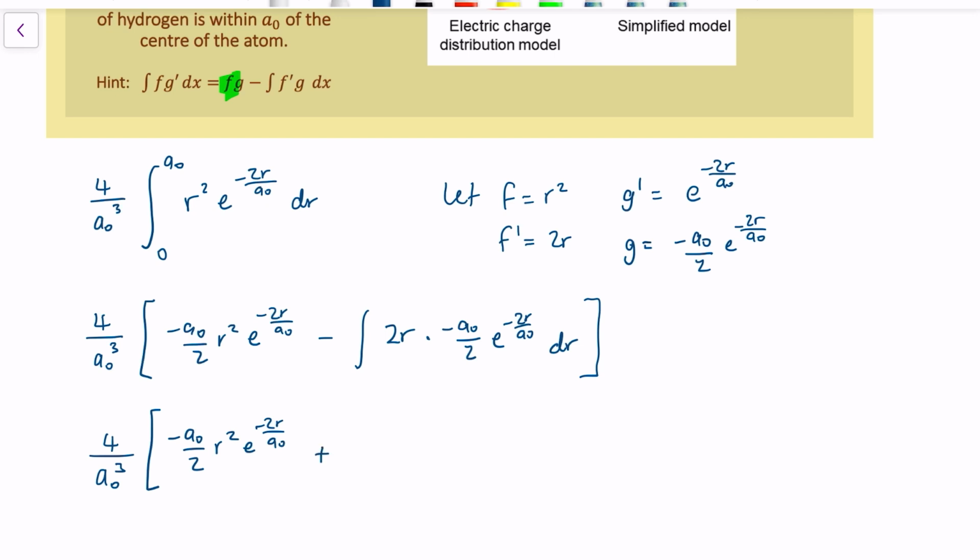I'll pull another constant out of this integral. The 2's cancel. We've got a minus a naught that comes out the front with the other negative. So a naught times the integral of r e to the minus 2r over a naught, and repeat the process.